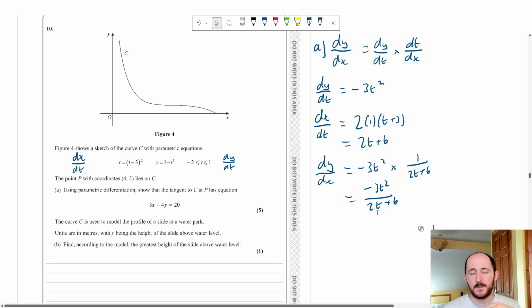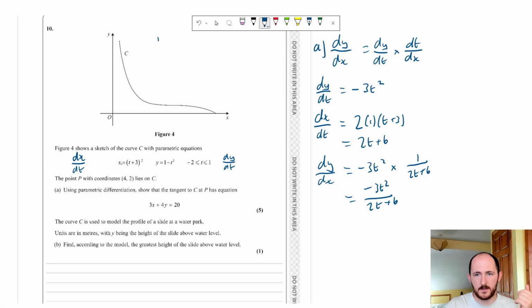Now, in order to find the gradient, what do we sub in? The common thing I see is people subbing in the number 4. That's not correct in this case. Instead, we're going to have to find out what t is, right? Because dy by dx is in terms of t. So if I look over here, we are going to use x is 4, but we're going to sub it into the equation here to find out what t value would give me that. So square root both sides, we get plus or minus 2.